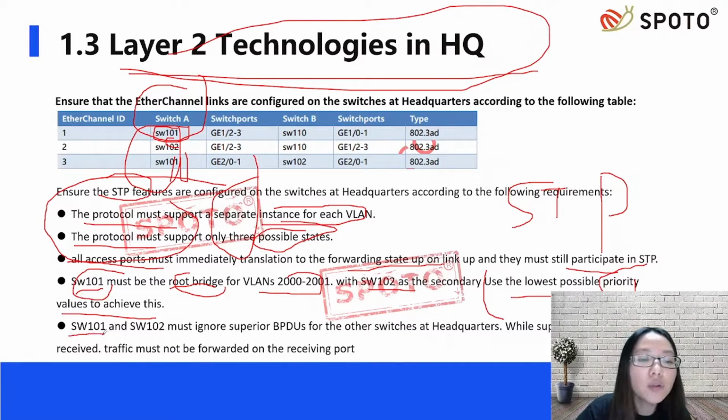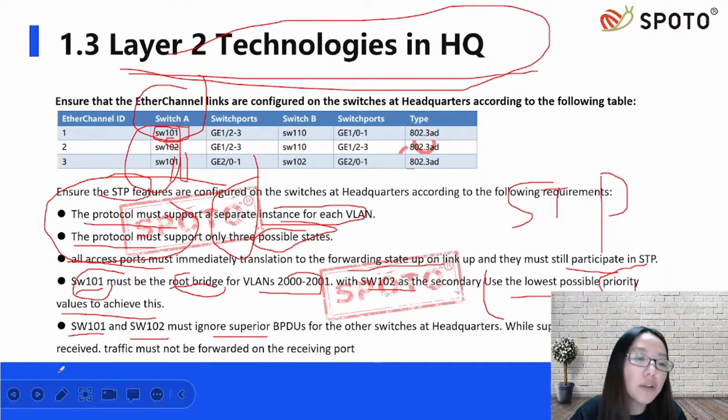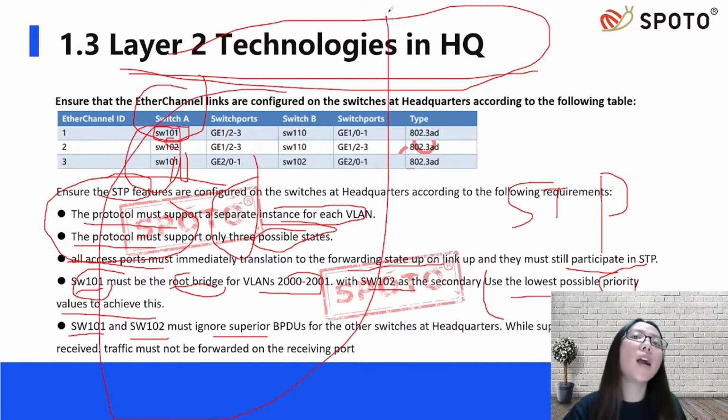Switch 101 and 102 must ignore superior BPDUs from the other switches at headquarters. So while superior BPDUs are received, traffic mustn't be forwarded on the receiving port. You can see this is testing BPDU guard. These are about our STP protocol.